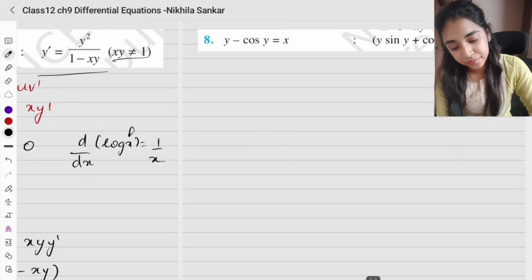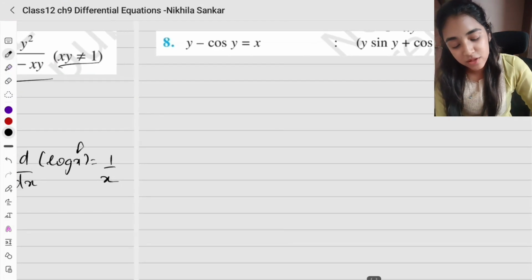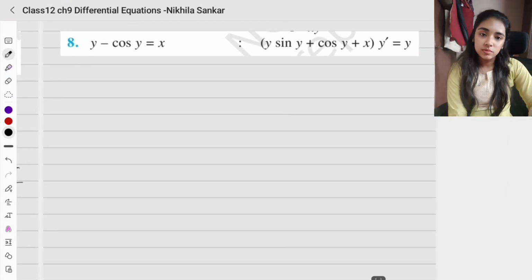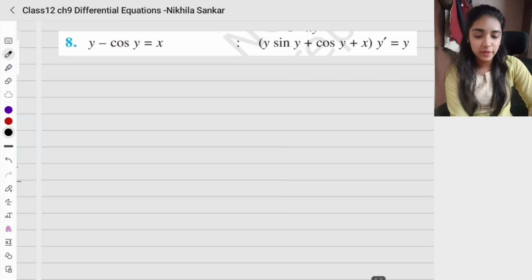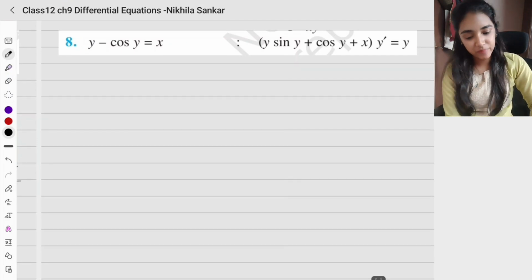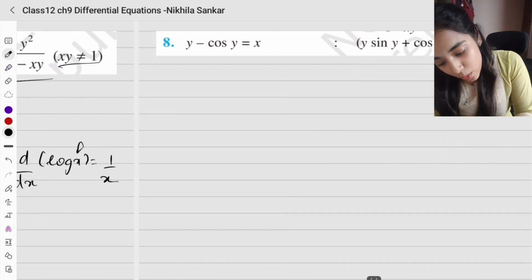Next question, the 8th question. I have y minus cos y equals x. We have to prove that y sin y plus cos y plus x times y dash equals y. Okay, now I have y on this side.